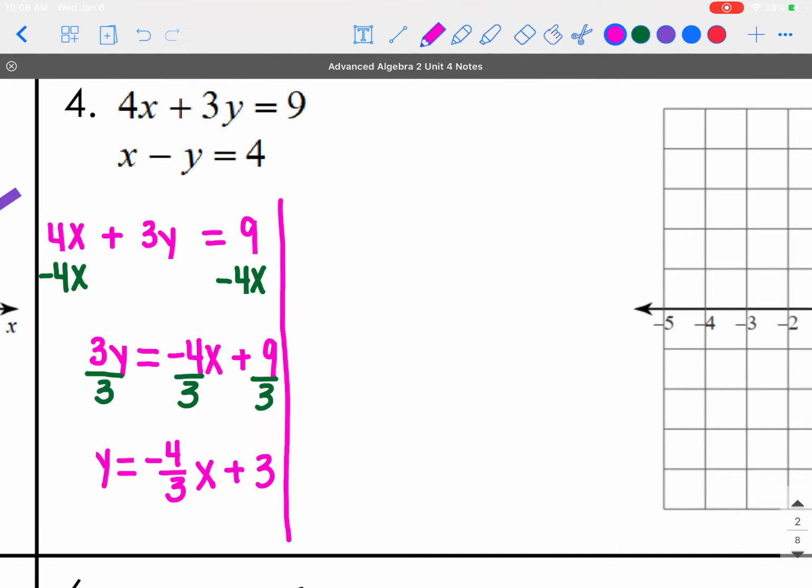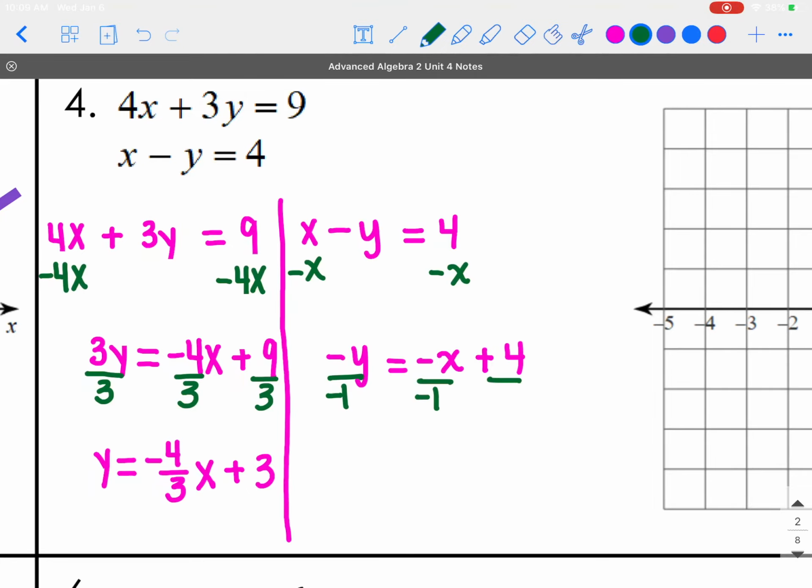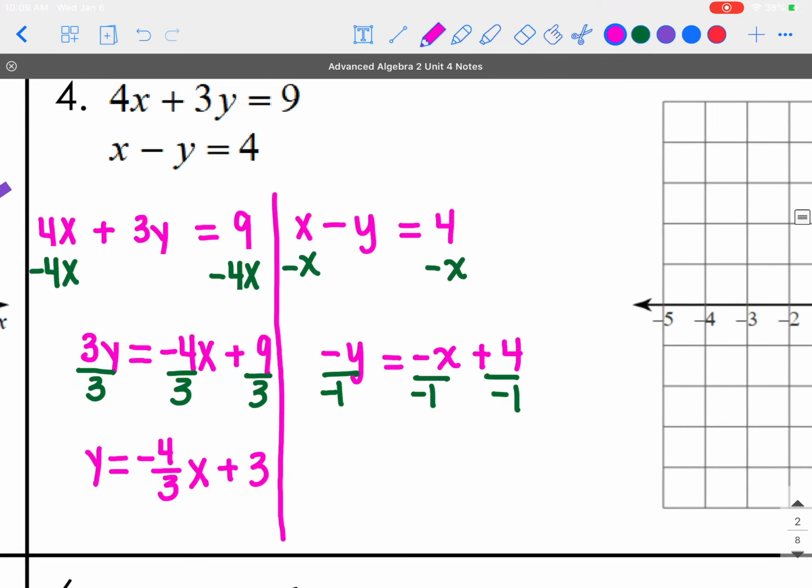Now I'm going to go ahead and fix the equation for the second line before I do any graphing. So follow the same steps. We're going to subtract x from both sides. So negative y equals negative x plus 4. And then I'm going to divide everything by negative 1. And that gives me y equals x minus 4.